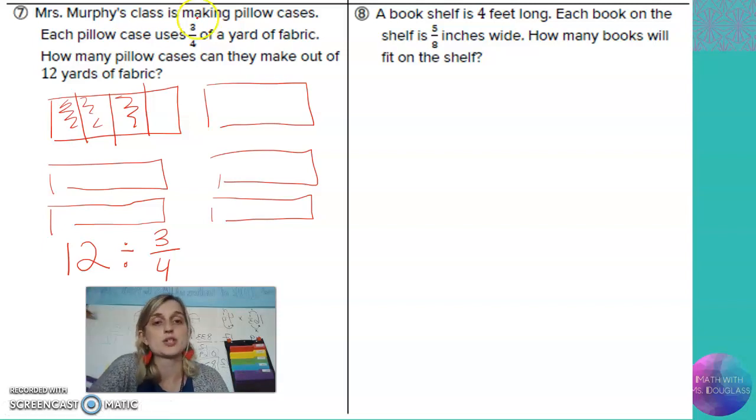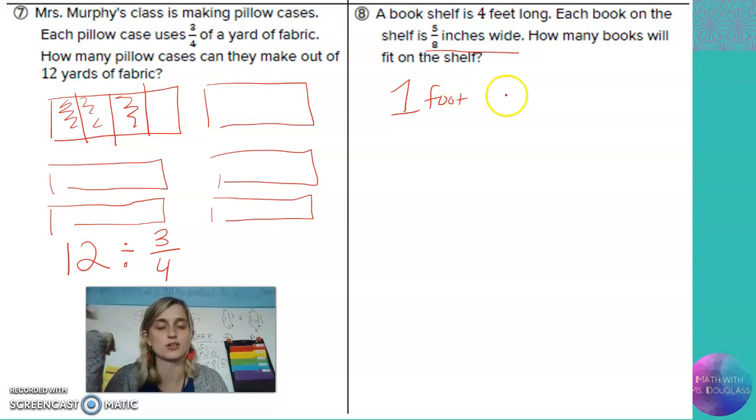Last one. A bookshelf is 4 feet long. Each book on the shelf is 5/8 inches wide. Ooh, wait a minute. We have 2 different units here. We've got feet and we've got inches. So let's start by saying how many inches is 1 foot. 1 foot, which is like feet is plural of 1 foot. 1 foot equals 12 inches.